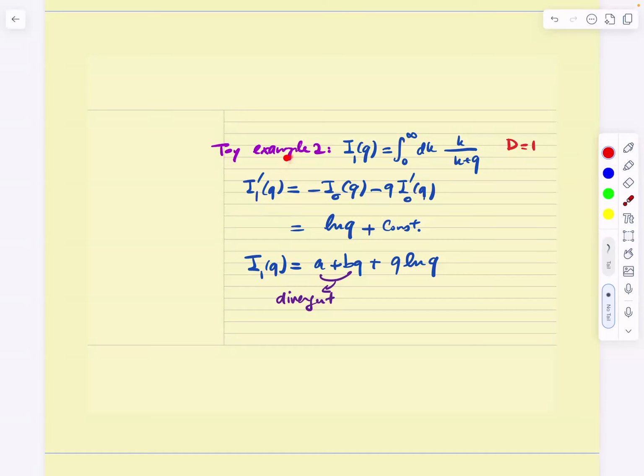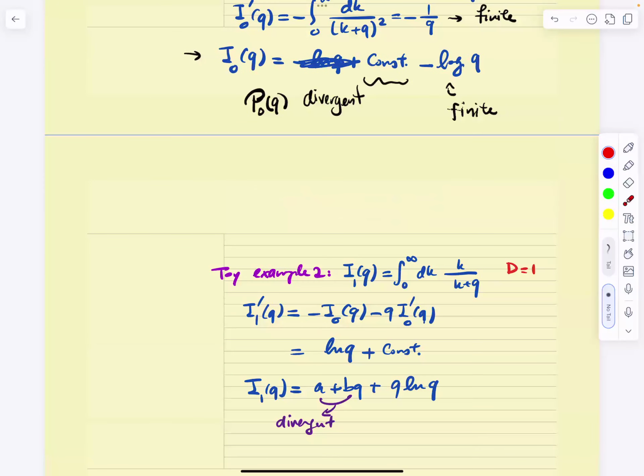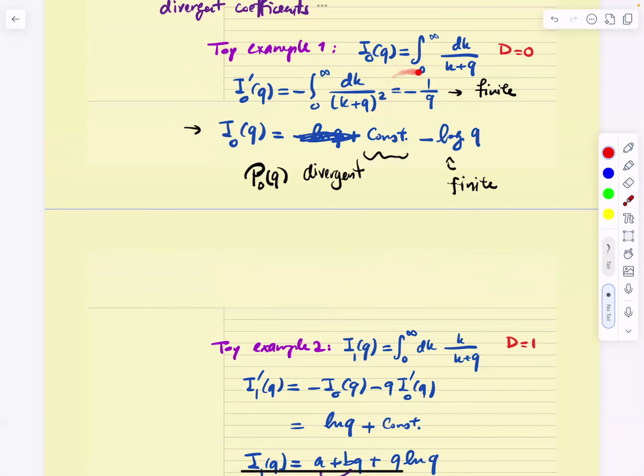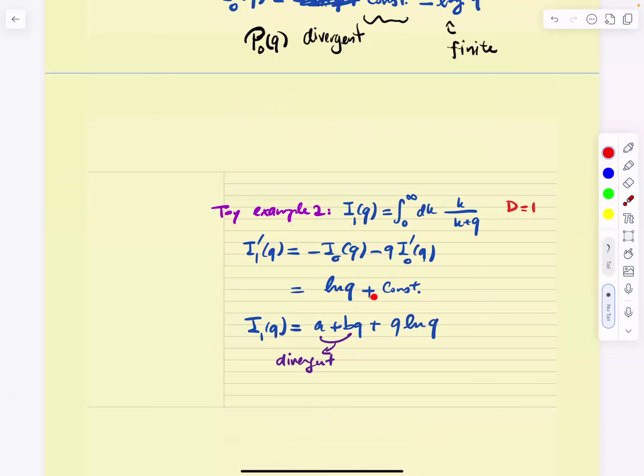Now, if I take a derivative with respect to q, I'm going to get minus k over k plus q squared, that I can write as minus I naught of q minus q I naught prime of q. This is just one line of algebra you can convince yourself of. But we just calculated I naught of q. So there is a divergent term which is constant, minus log of q. That's this term. Minus q I naught prime of q, and we also calculated that too. So if you just plug them in, you'll find that this is ln of q plus a constant.